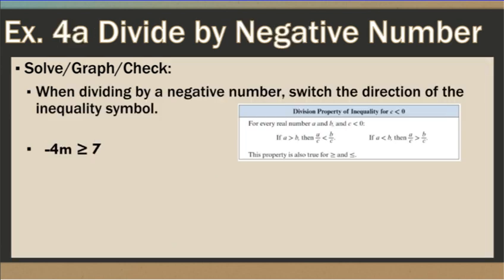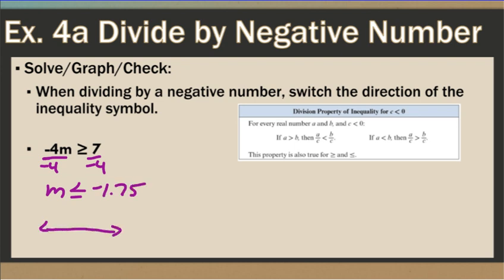Now when it comes to dividing by a negative number, just like multiplication, you need to flip the symbol. So divide by negative 4 on both sides. So m is now less than or equal to negative 7/4. Negative 7/4, so the decimal would be negative 1.75.